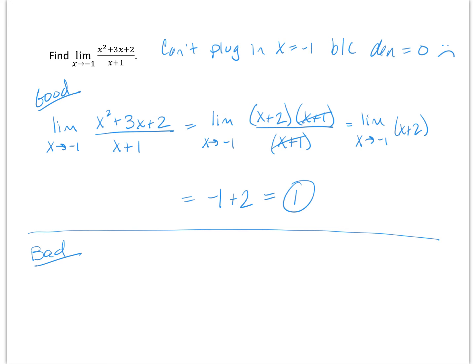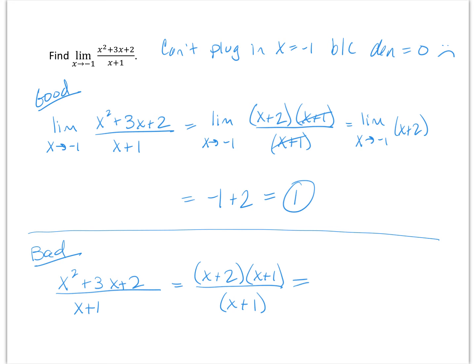for the same problem would be to say that x squared plus 3x plus 2 over x plus 1 equals x plus 2 times x plus 1 over x plus 1. So far, this is fine. But then when I do the canceling part and I say this equals x plus 2, this is not always true. It's almost always true, right? It's true for every x value except x equals -1, because x equals -1, you cannot plug into this one, but you can plug into this one.